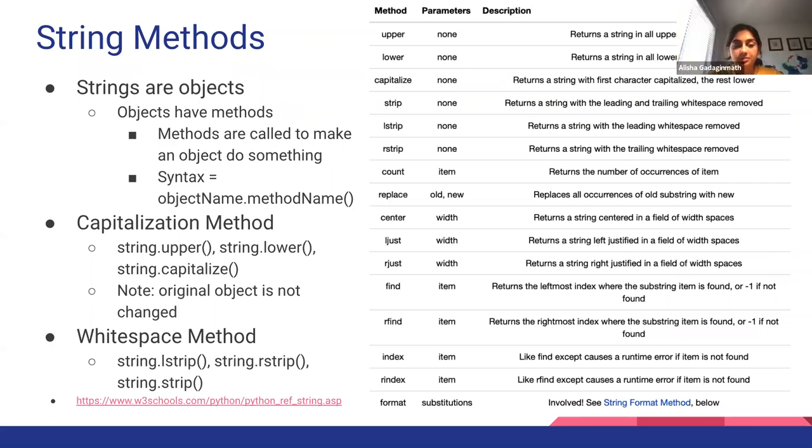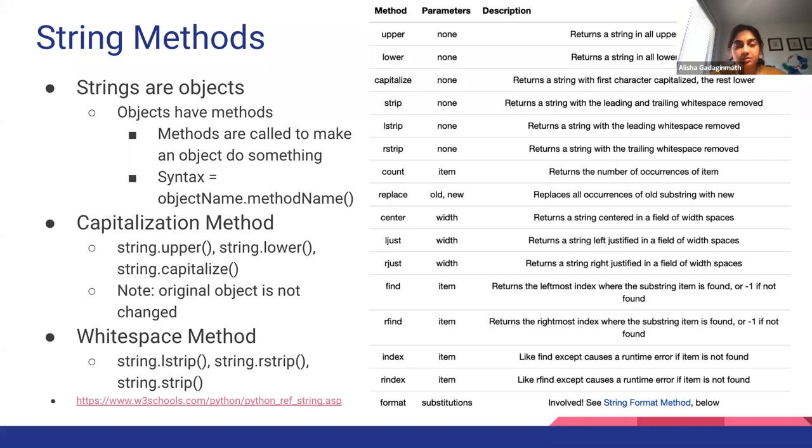Okay, so now we're gonna talk about string methods. So essentially, strings are objects, and every object has a method. And a method is essentially a call to make an object do something. And the syntax of calling an object to do something would be the object name, for example, your variable, and then the method name, for example, len, or count, or replace, stuff like that.